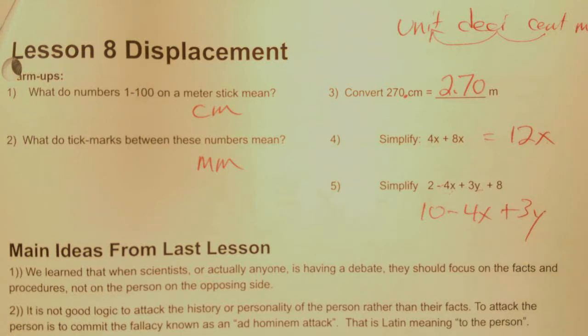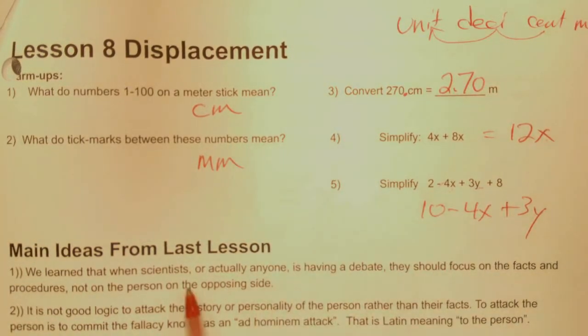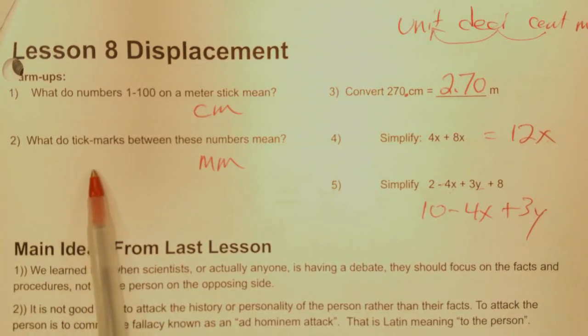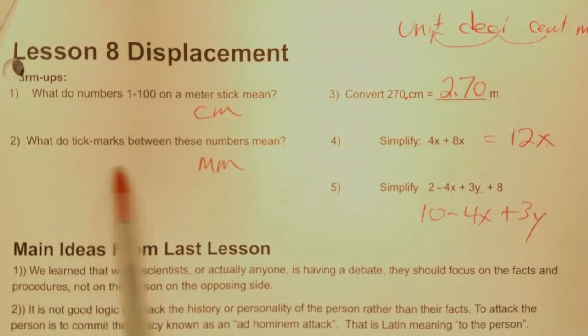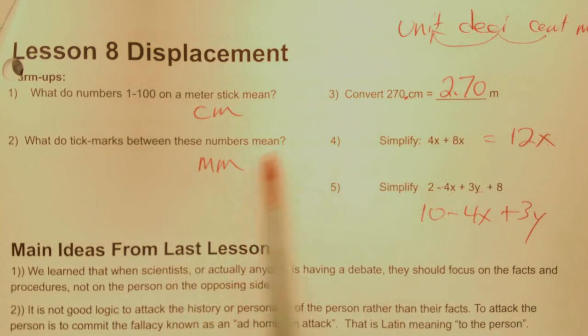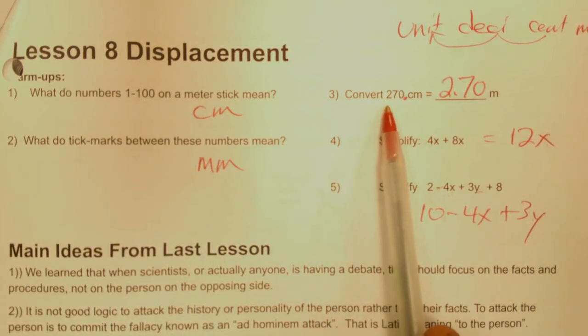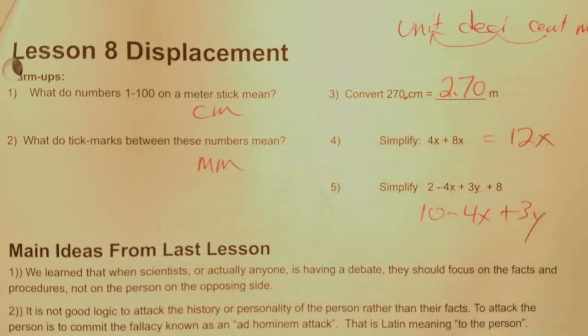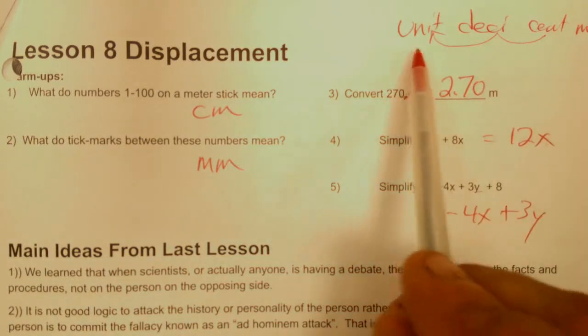Warm-ups. What do the numbers 1 through 100 on a meter stick mean? Those traditionally refer to centimeters. The tick marks on a traditional metric meter stick are millimeters. To convert 270 centimeters, we remember our chart where part of it is this.